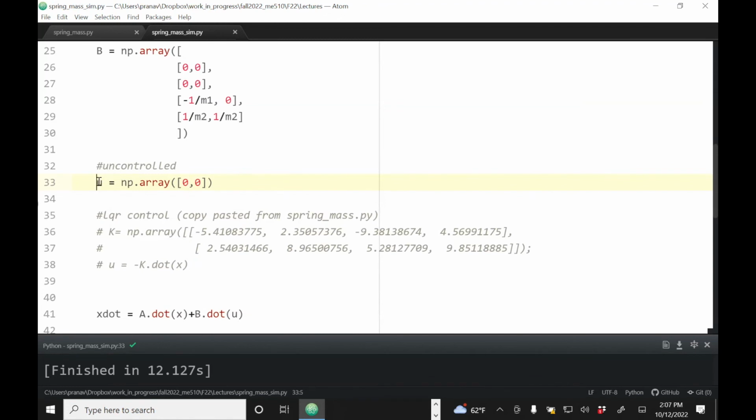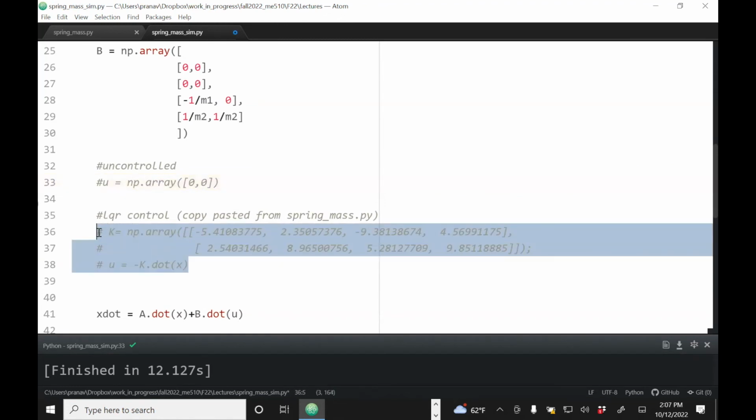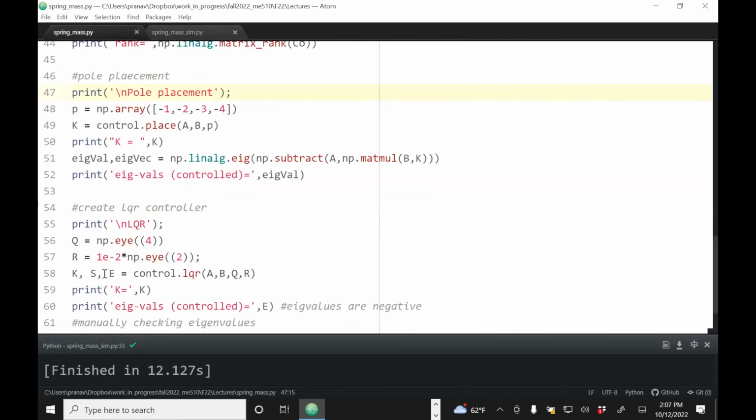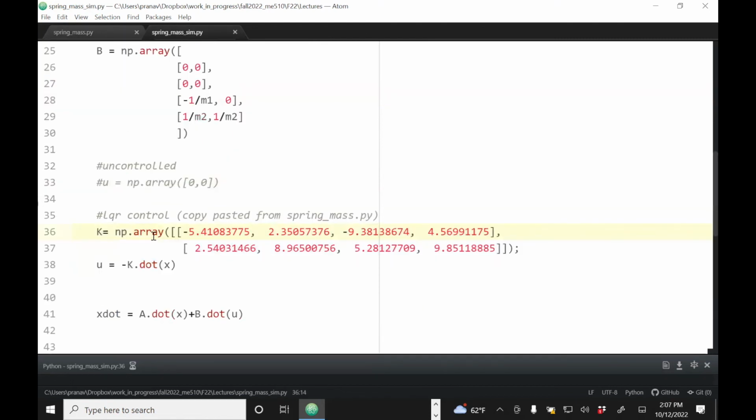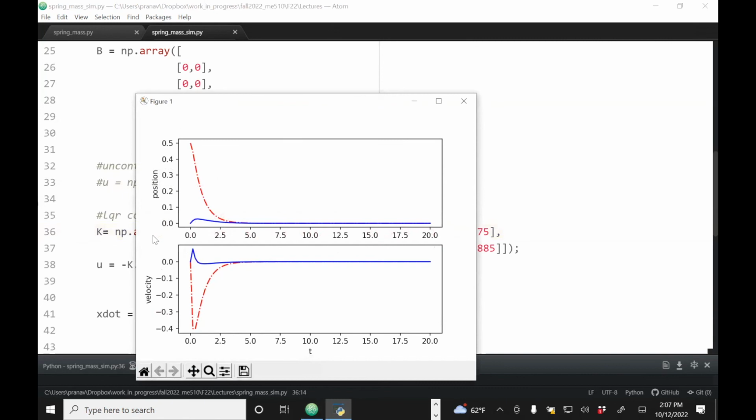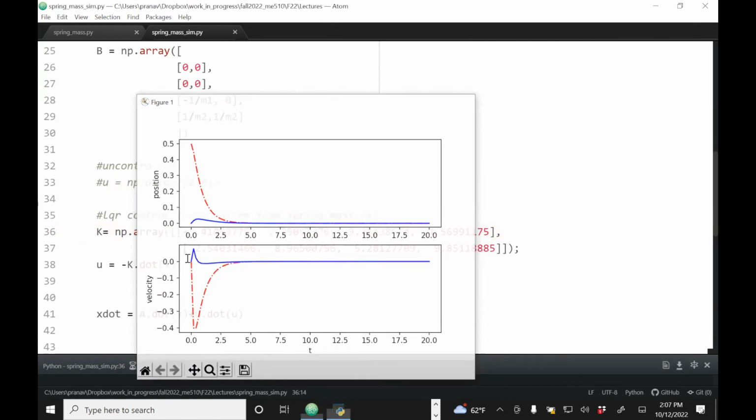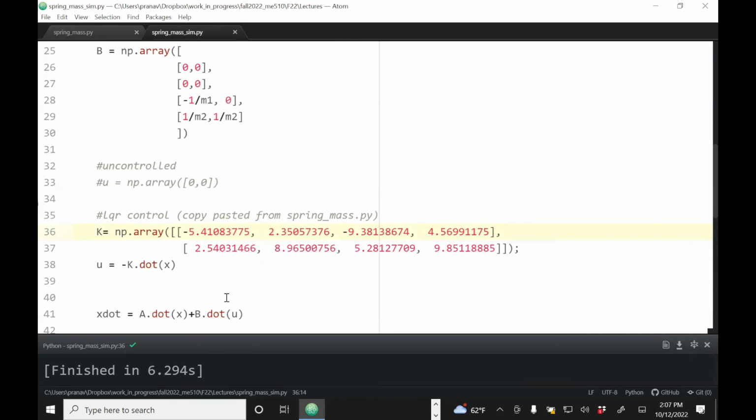Now what I did next was I took the gains. This is the gain which came from this earlier code, and I copy pasted it here. Now I run the system with this control, and you see that it starts at 0.5 and damps out to 0, and velocity goes to -0.5 and damps to 0. So the gain is doing its job of stabilizing the system, or placing the eigenvalues wherever you want. That's what control does for you.